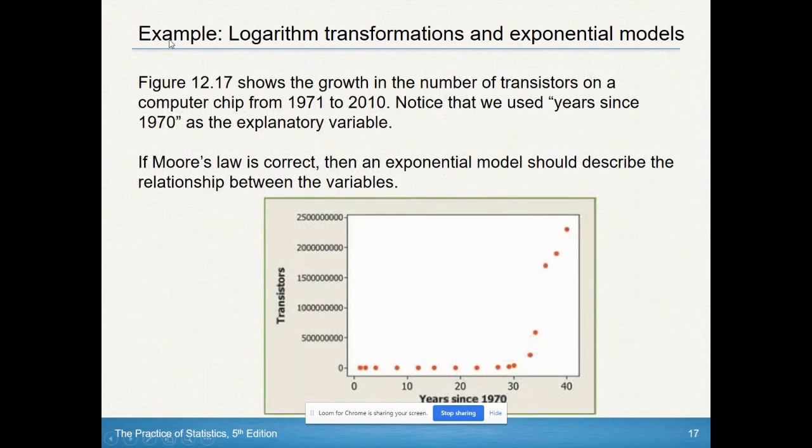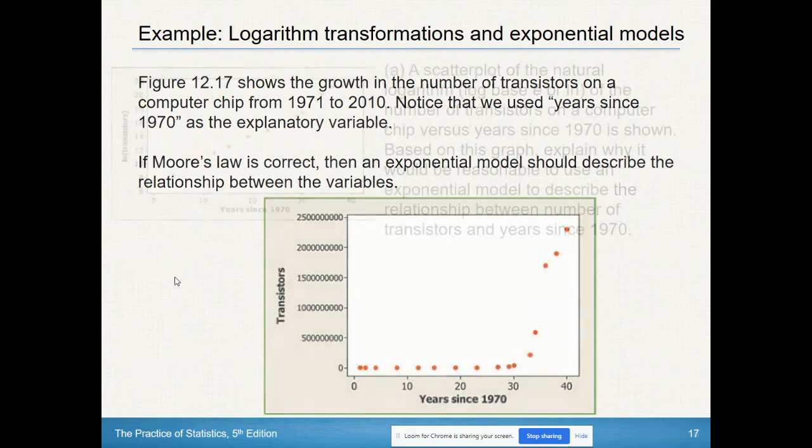Okay, so figure 12.17 shows this right down here. Let me move this down so we don't have that in the way. It shows the growth in the number of transistors on a computer chip from 1971 to 2010. Notice that we used years since 1970 as the explanatory variable. If Moore's law is correct, then an exponential model should describe the relationship between the variables.